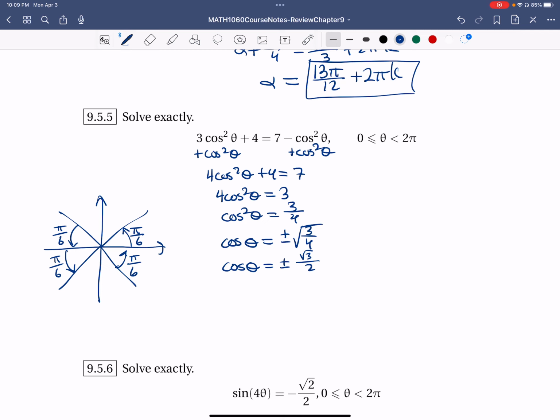Okay, so the next thing that we need to do is write out the 4 angles that we get, one in each quadrant. So we'll have theta equals pi/6, 5 pi/6, 7 pi/6, or 11 pi/6.